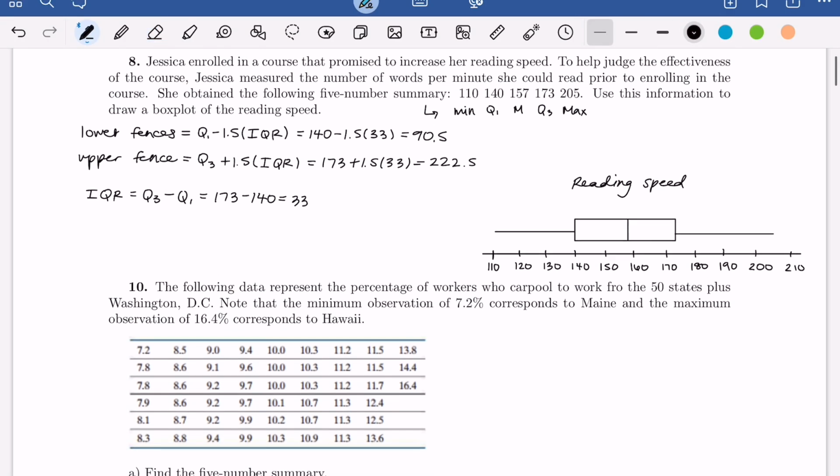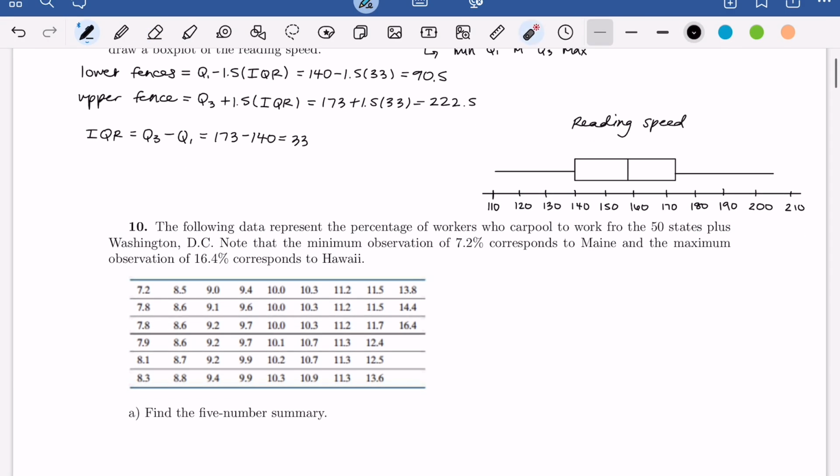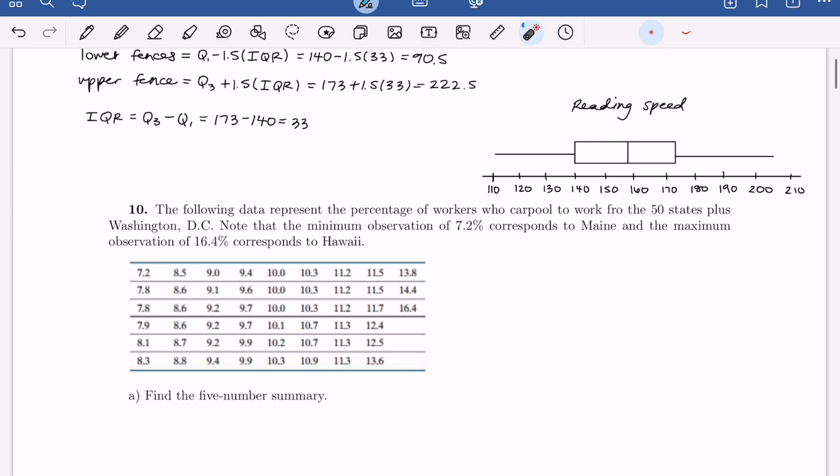Now for this next problem, we're going to do something similar, but in this case, we're not actually given the 5-number summary. We would need to find that first. The following data in this table represent the percentage of workers who carpool to work from the 50 states plus Washington, D.C. Note that the minimum observation of 7.2% corresponds to Maine and the maximum corresponds to Hawaii. In this table here, notice that these values are already in order, so that's nice if we move in this direction here.